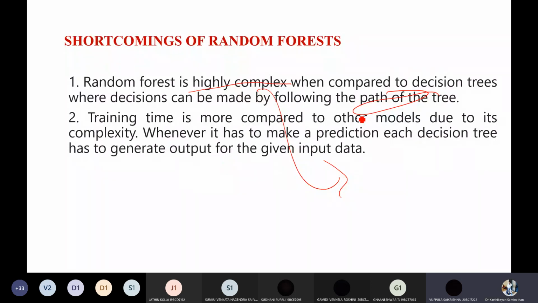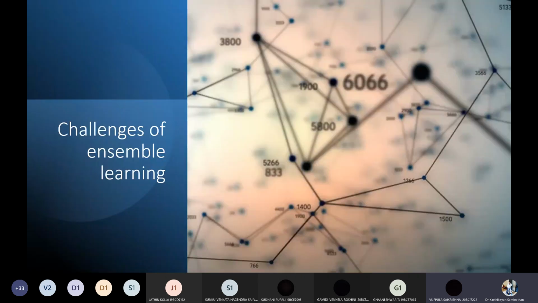Whenever it has to make predictions, each decision tree has to generate an output for the given input. Because you are generating different decision trees, and at the same time you are feeding the training sample to each decision tree and training the model n number of times, obviously it will take more memory and more complexity, right? So that is the biggest disadvantage of random forests.